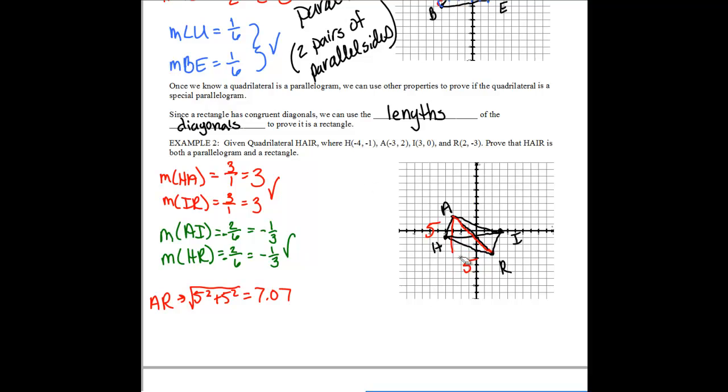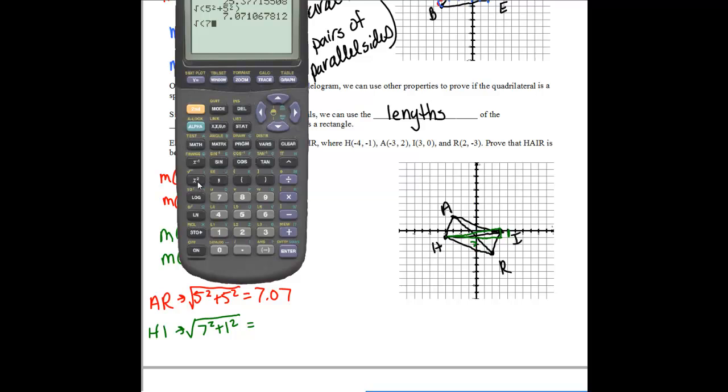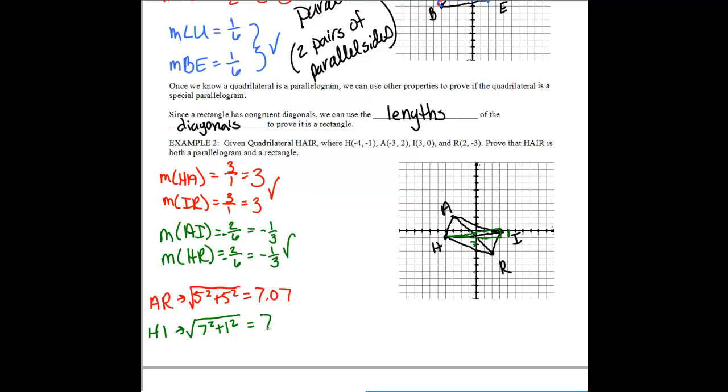Okay, let me take all this red off, and we have to do the other diagonal. So this one right here. What's the length of that one? It's 1 here, and 7 across. So 7 and 1. So HI is the square root of 7 squared plus 1 squared, which is 7.07. So both of those work as well.